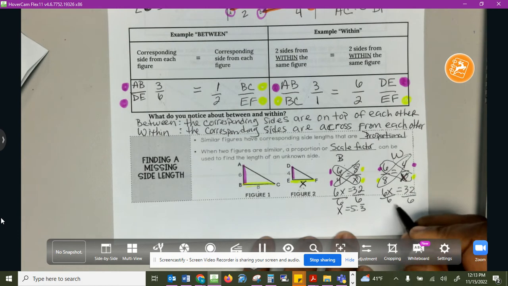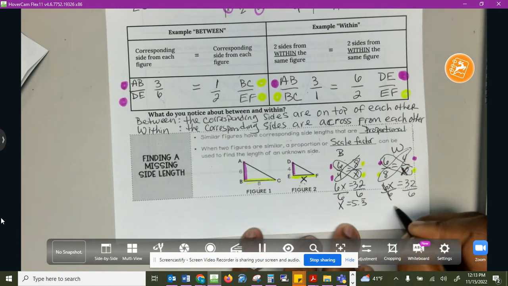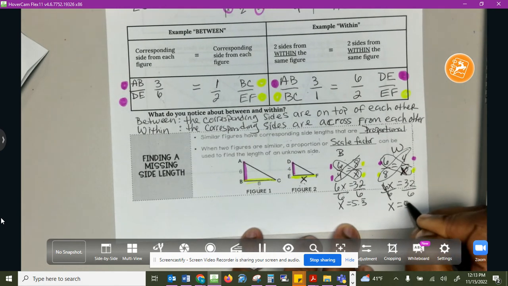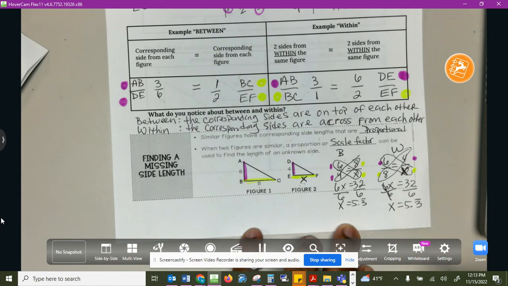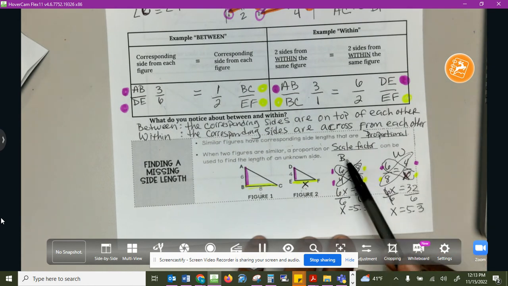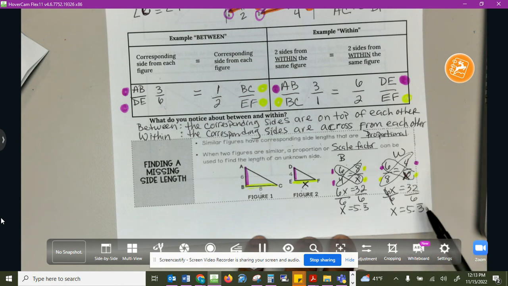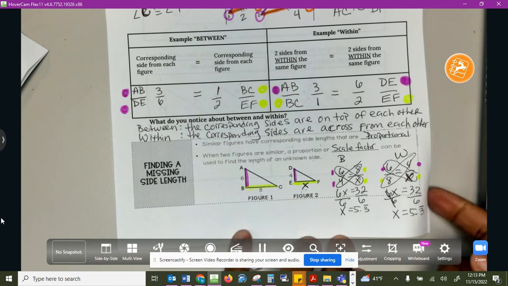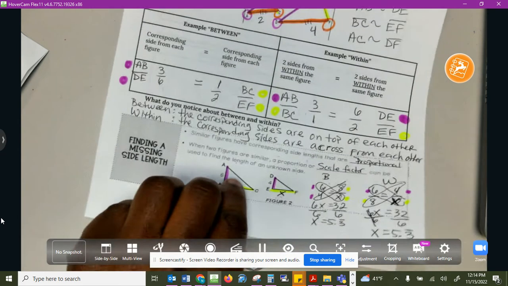So does it matter to me which one you use? Absolutely not. Use whichever one comes natural to you, but just know that sometimes if there's a multiple choice, you might have to look and see, is it a between situation or a within situation to find my answer? Now let's go practice more.